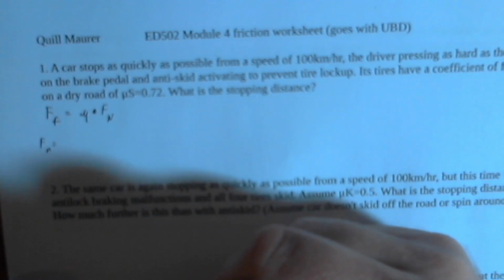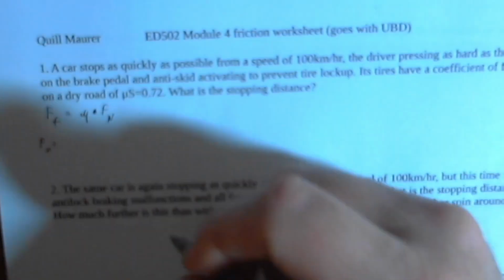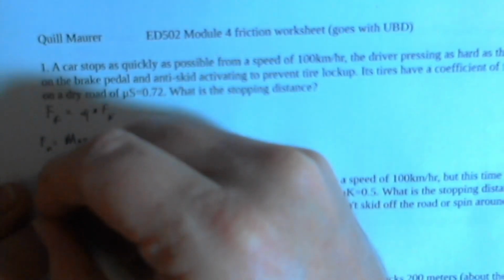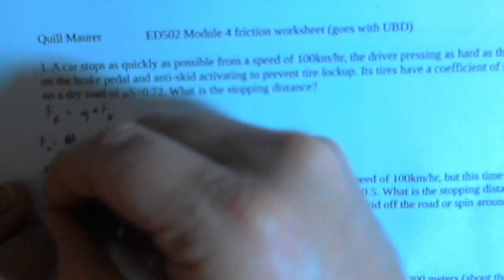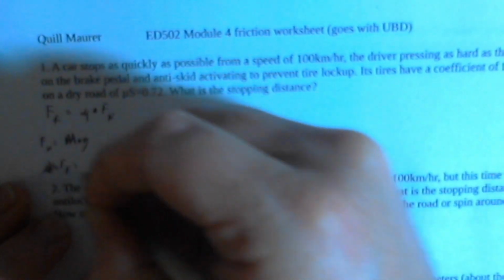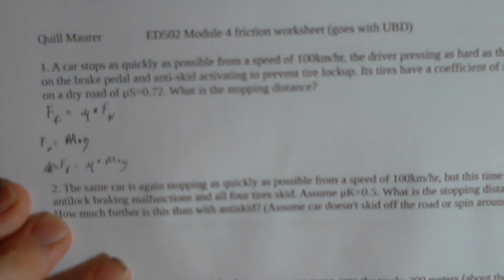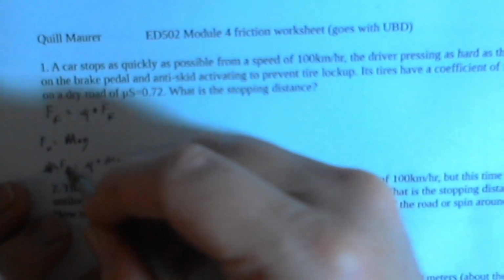So normal force is equal to the weight, and that would be mass times gravity. Yes. Thanks, Josh. So mass times gravity. So we put that together. We have force of friction is equal to mu times m times g. So that's our force of friction. So what else is going on here?